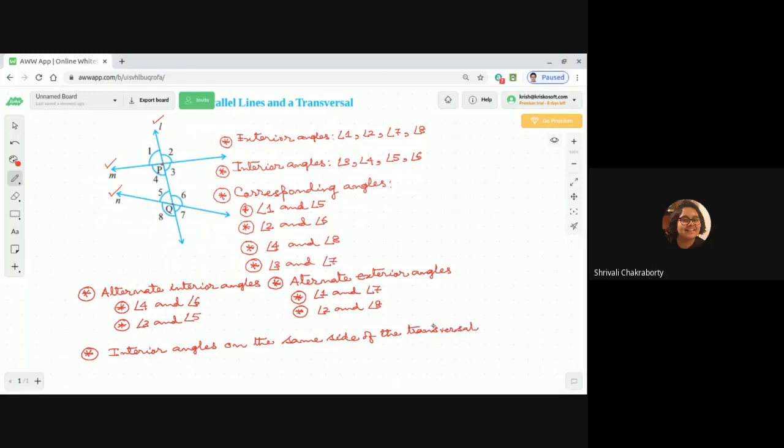Sir, can these angles also be called co-interior angles? Exactly. Interior angles on the same side of the transversal are also referred to as consecutive interior angles, allied angles, or co-interior angles. Exactly correct you are. So these are angle 4 and 5, and the next pair is angle 3 and 6. As you correctly said, let me write it down.